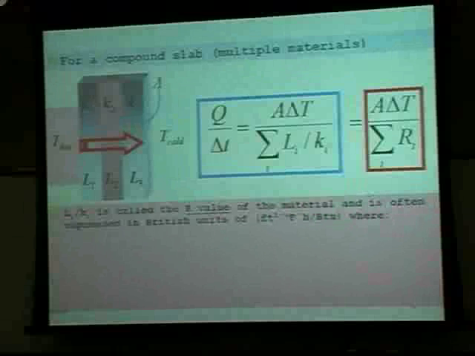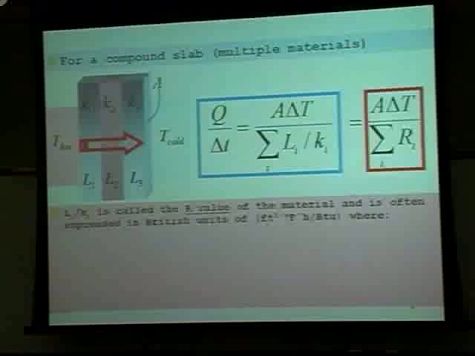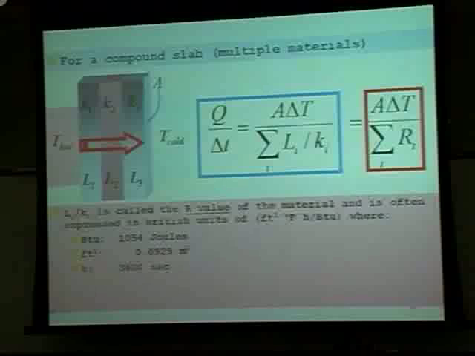In British units, which is often the way you would see it if you went into Home Depot and got the R value for a material, that is feet squared degree Fahrenheit hours per British thermal units, BTUs. Conversion: a BTU is 1,054 joules. A foot squared is 0.0929 meters squared. An hour, of course, is 3,600 seconds. And a degree Fahrenheit is 0.556 degrees Celsius or Kelvin.